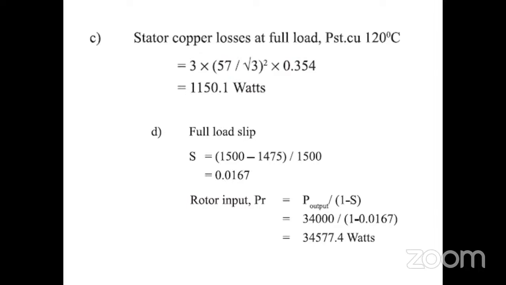34,000 divided by 1 minus slip, we will get 34,577.4 watts. This is the rotor input, sir, not the stator input. Rotor input, we can indirectly calculate. We cannot measure it, sir. So we are calculating it as 34577.4. This is an important problem, sir. This problem contains various steps which will be much useful in our exams. That's why I'm going very slowly.